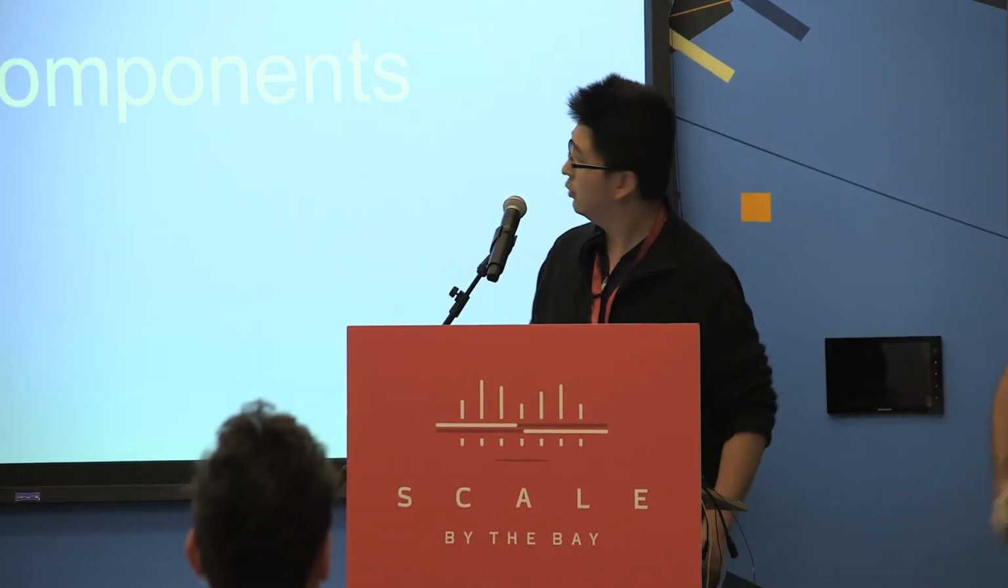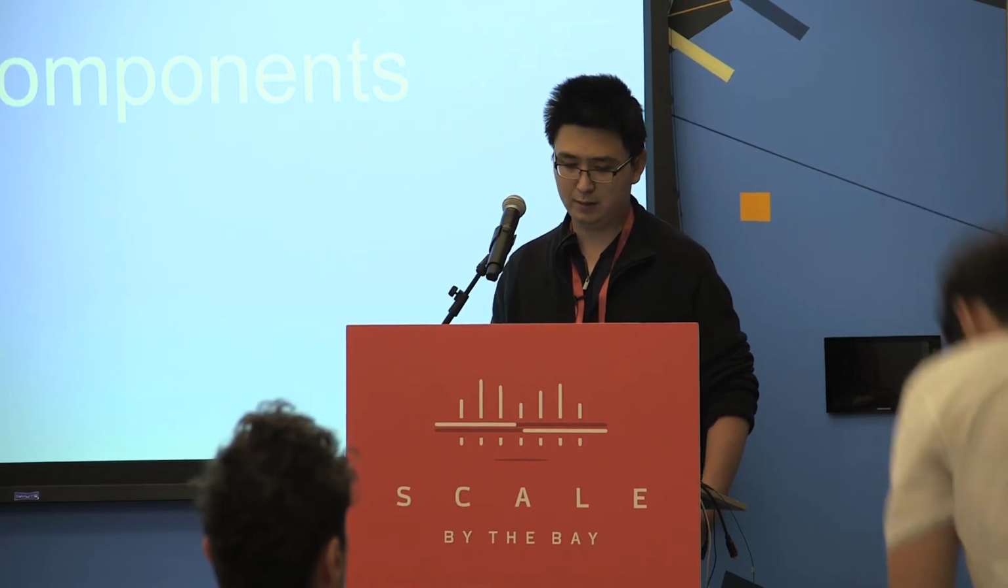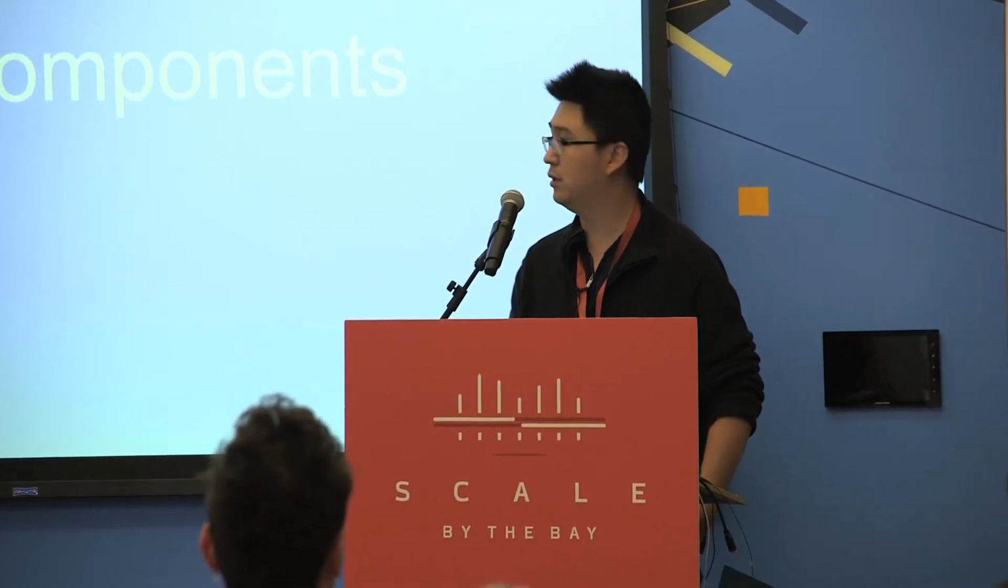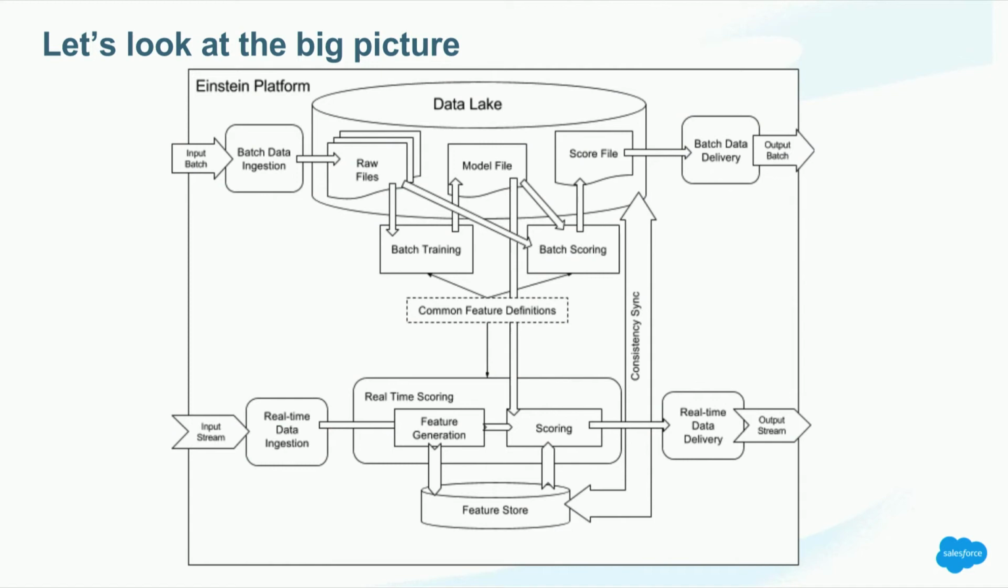So I will go into some of the architectural components in this system. As the time is limited, I would mostly focus on the feature store and some of the features that actually support it. So to begin with, let's look at the high-level architecture of the Einstein Platform.